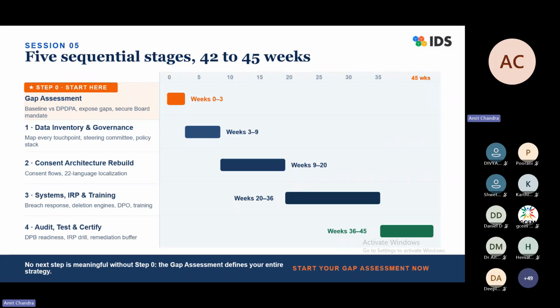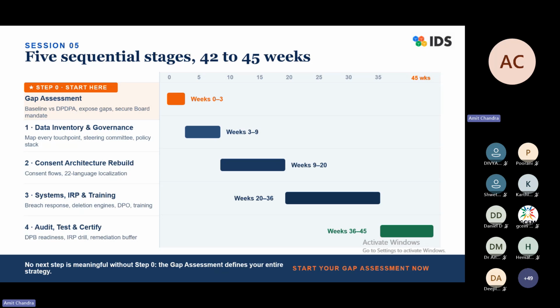Now, this is how your 44 weeks of journey will happen if you start from now. This is very important. This is the timeline. It is not that you purchase the platform, start using it from day one, and you are compliant with the DPDP. No, it's a process, a practice, a series of activities which need to be done. First it starts with the gap assessment, which takes around 3 weeks, to understand the existing database of your system and to find out where the gaps are.